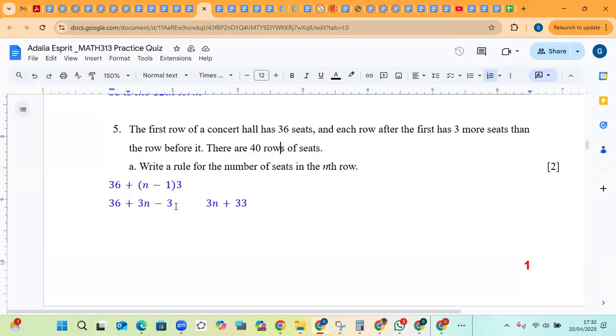Now we clear the brackets to simplify the rule. 3 times negative 1 is negative 3. 3 times N is 3N. And 36 minus 3 will give us 33. So the general rule for the nth row of such a progression is 3N plus 33.